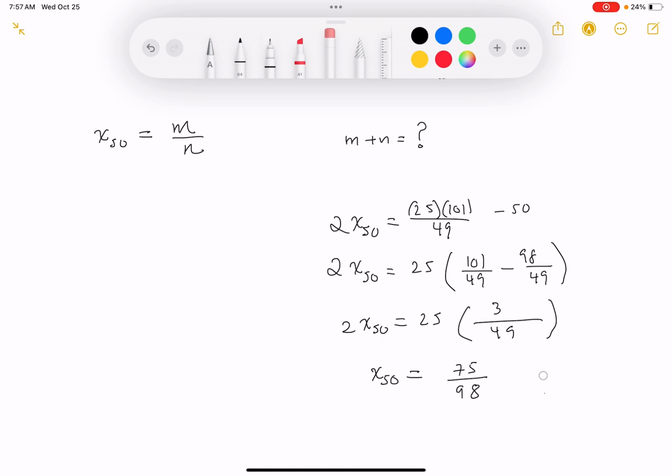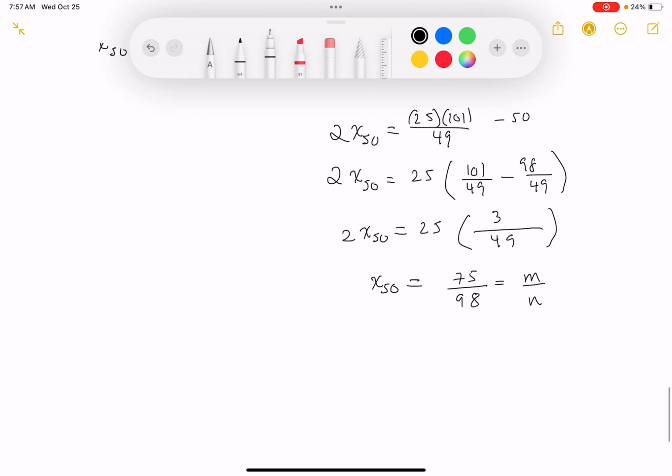Now someone says, I don't even remember what the question is. The question is that x50 could be written as a ratio m over n. And that's what they said. But what was their question? Their question is, what's m plus n? Well, I can write that down now. 75 plus 98, and that's going to be 173. And we're done. Thank you.